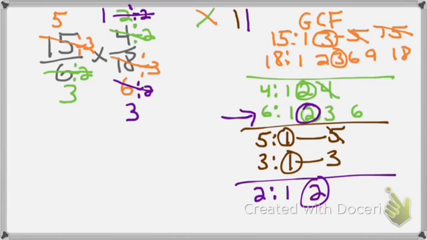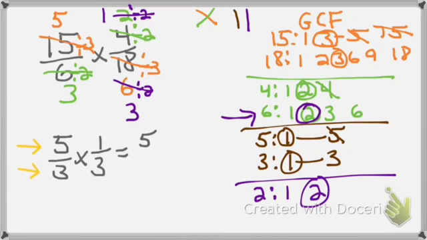So let's rewrite my new fractions so they're nice and neat and easy to read. I have 5/3 times 1/3, and I'm ready to solve. So of course I do numerator times numerator, and 5 times 1 equals 5. And then I do denominator times denominator, and 3 times 3 equals 9.